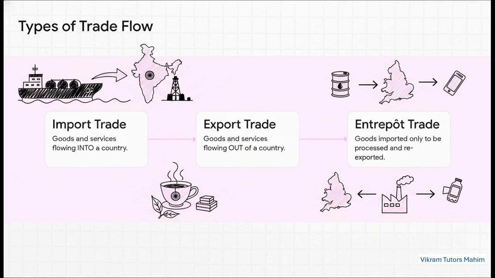And then there's this really cool third category called entrepot trade. Get this. Imagine a country like Singapore imports a bunch of raw diamonds. They don't keep them. Instead, they cut and polish them, make them way more valuable, and then export them as finished jewelry. That's entrepot trade right there.